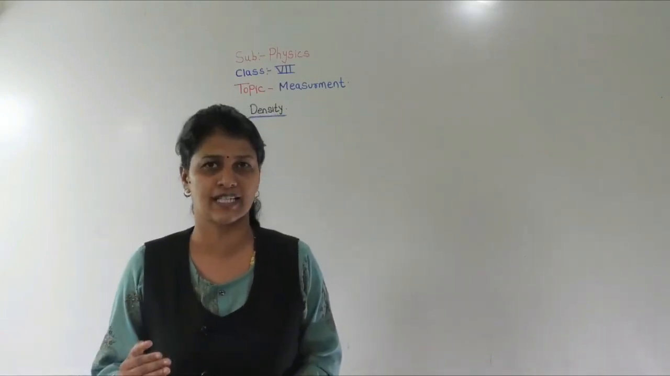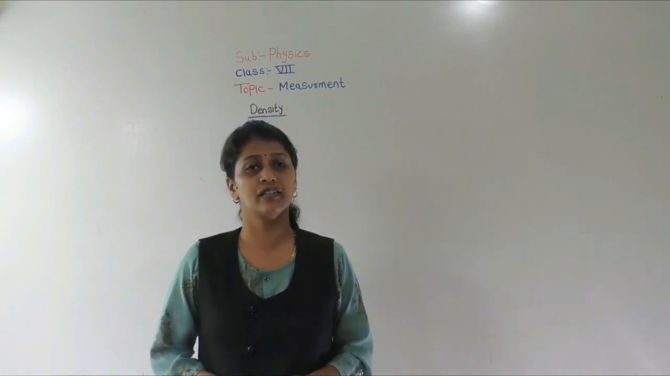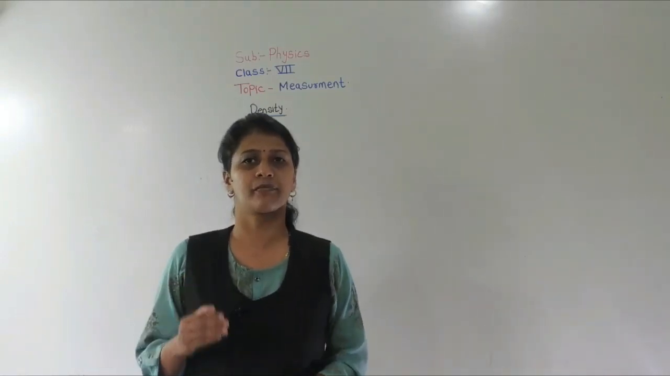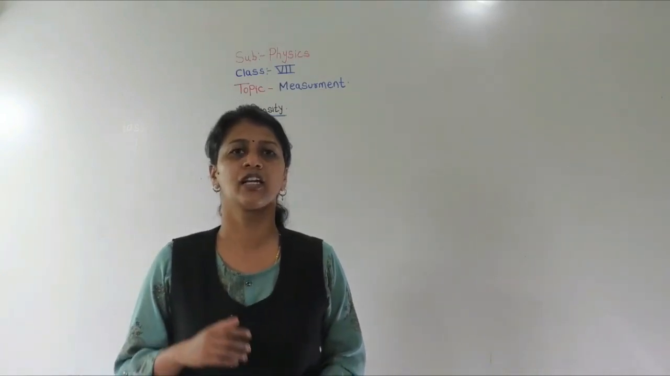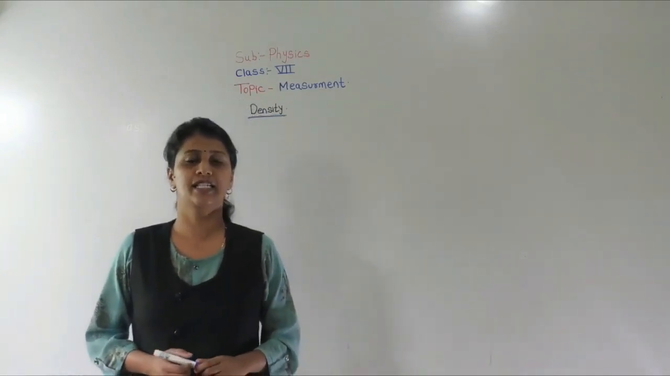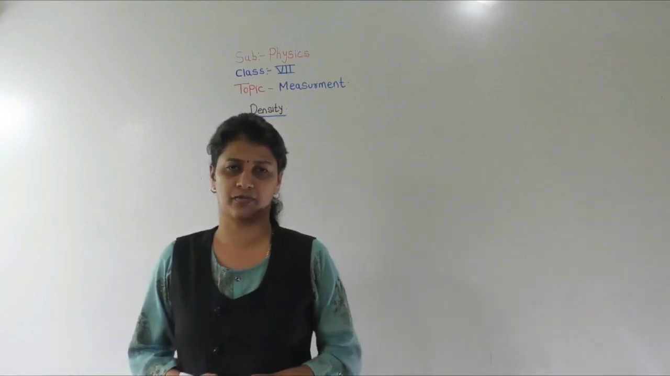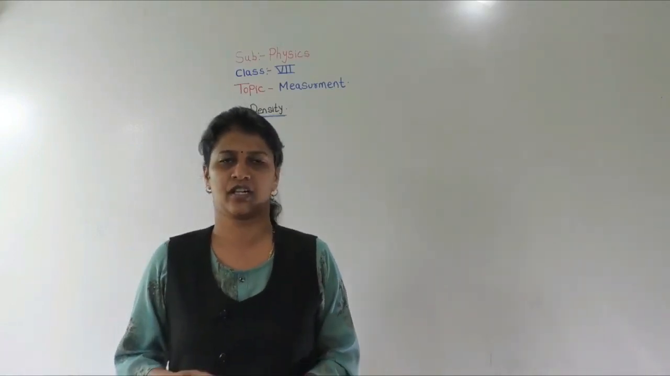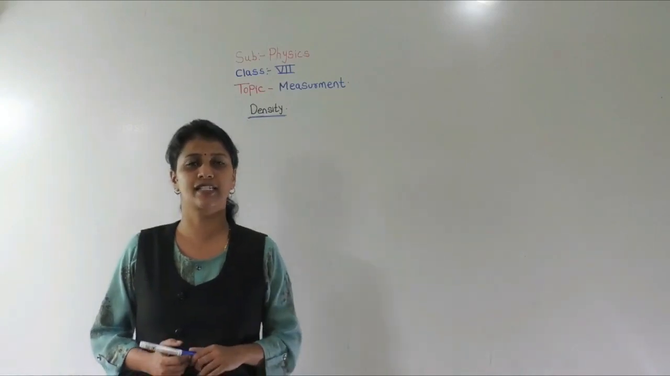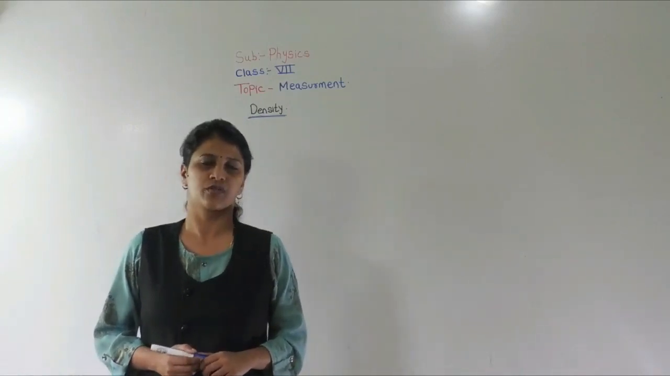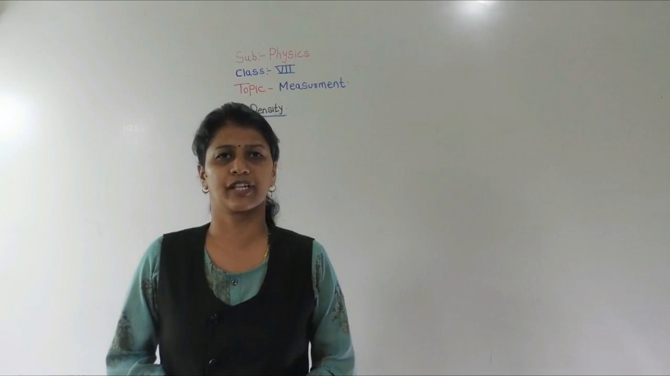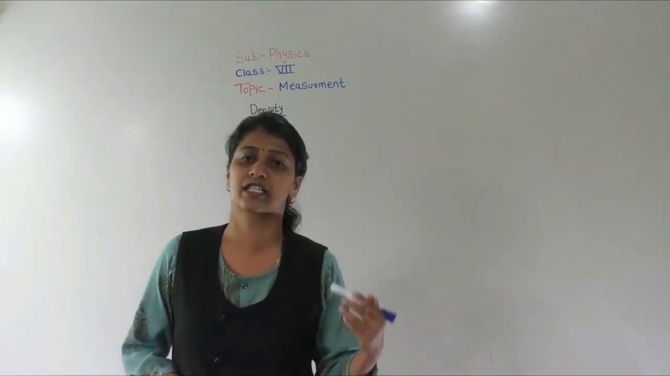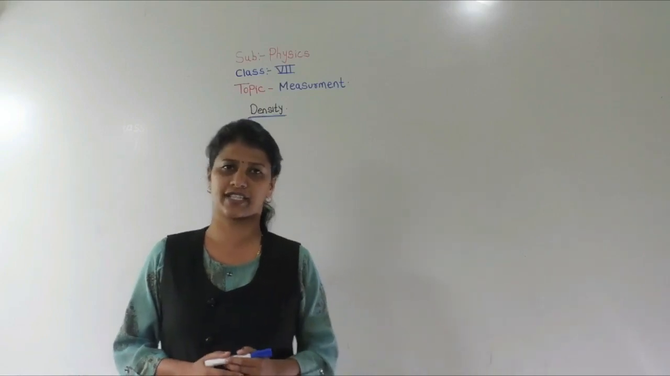The full form of SI is System International. Every quantity has its SI system, that is, its standard unit. Every quantity has its standard unit. Then we have learned about distance and displacement. These quantities we have discussed.